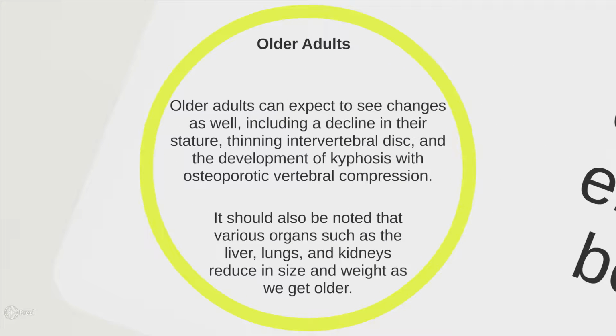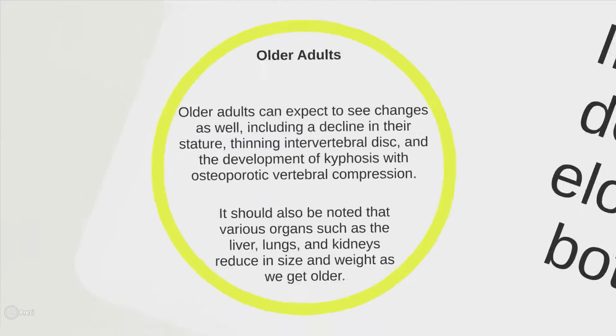Older adults can also expect to experience some type of continued development, including a decline in their stature, thinning intervertebral discs, and the development of kyphosis with osteoporotic vertebral compression. It should be noted that there has been a steady increase in overweight and obese adults over the past 15 to 20 years. It has been suggested that this could be attributed to the increase of body fat as skeletal muscle declines, most likely due to decreased exercise and reduced anabolic steroid secretion. It has also been noted that various organs such as the liver, lungs, and kidneys reduce in size and weight as we get older.